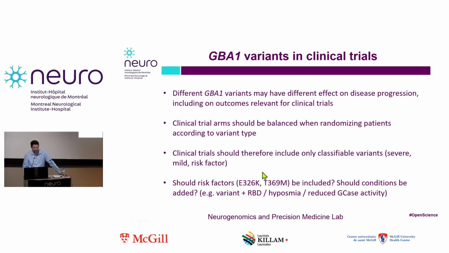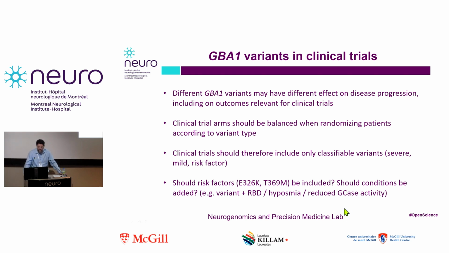For example, in the MOVES PD trial, they added additional conditions. If they had RBD, for example, or hyposmia, they could participate. I believe the logic behind this, maybe Pablo, you can correct me if I'm wrong, was that GBA is also associated with RBD. Therefore, if they have GBA, Parkinson's, and RBD, it might mean that it is more likely related to them having a GBA variant.